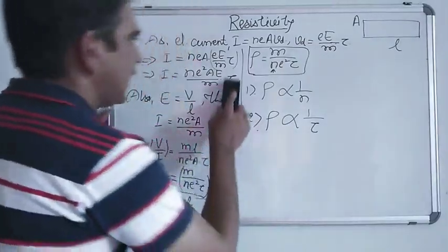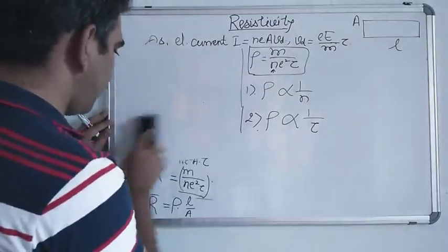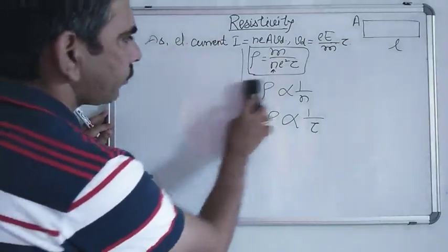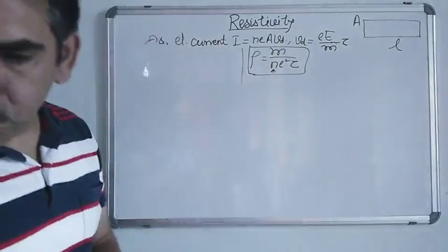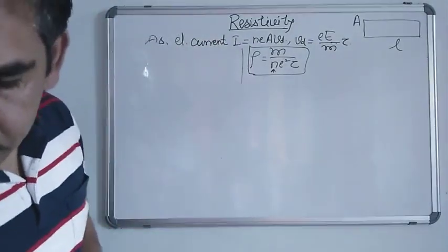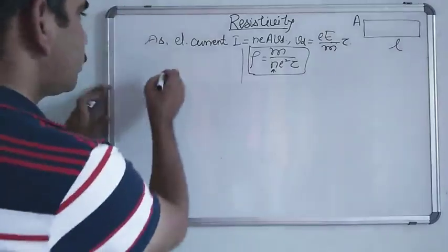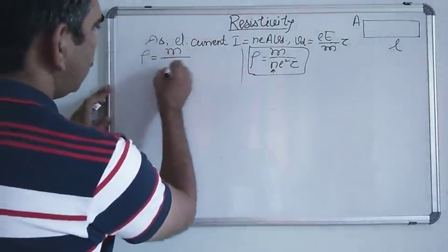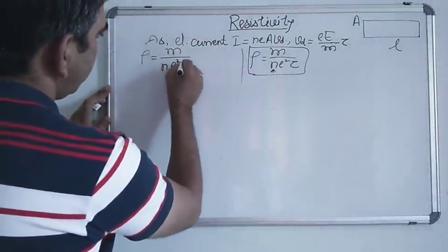We can put this expression for resistivity into different forms, just as in terms of current density, right? So this resistivity, let me write it here, rho is equal to m upon n into e square into tau.